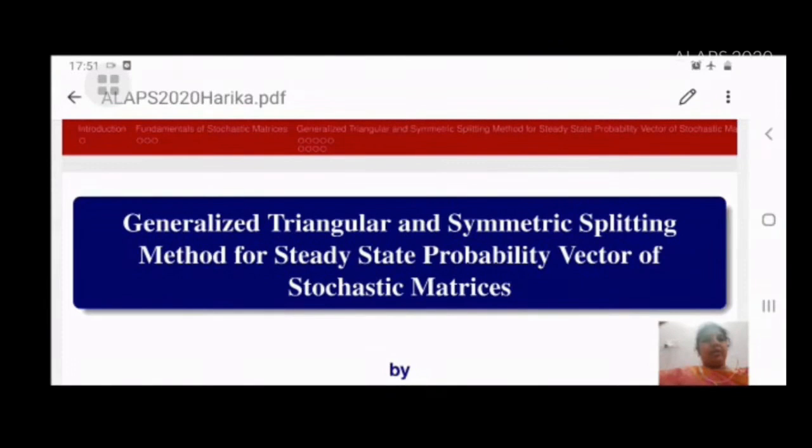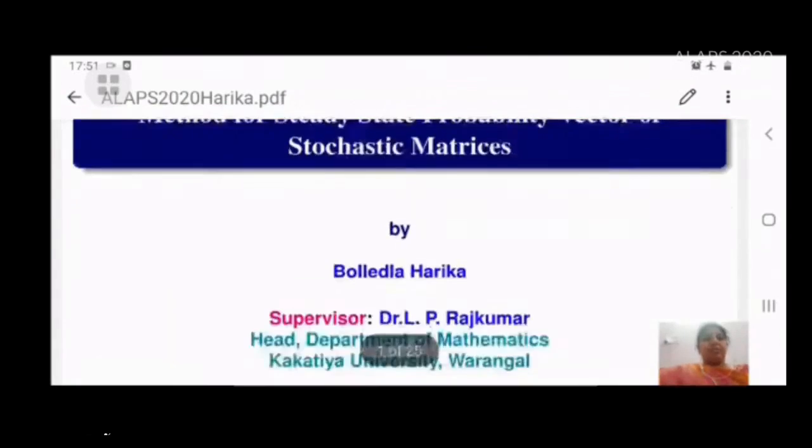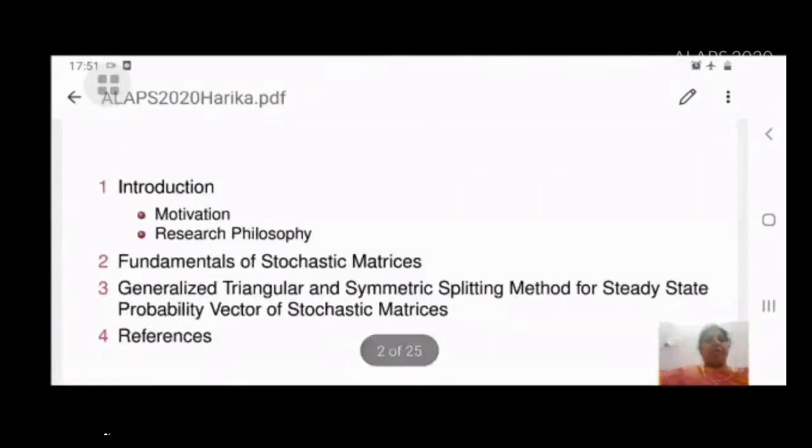I am doing research under the supervision of Dr. L.P. Rajkumar sir. Today I am going to give a talk on the generalized triangular and symmetric splitting method for the steady-state probability vector of stochastic matrices. Contents: introduction, fundamentals of stochastic matrices, the generalized triangular symmetric splitting method for the steady-state probability vector of stochastic matrices, and finally references.